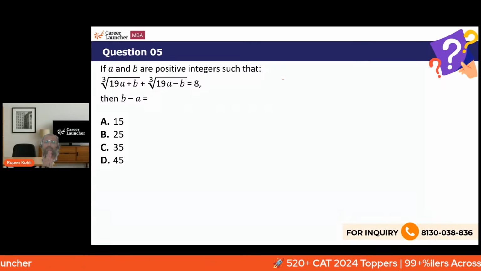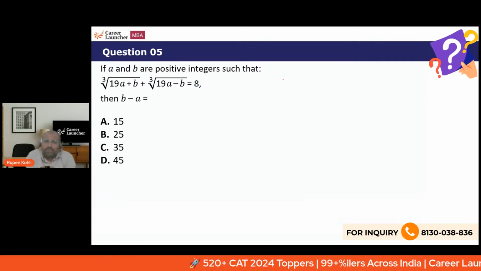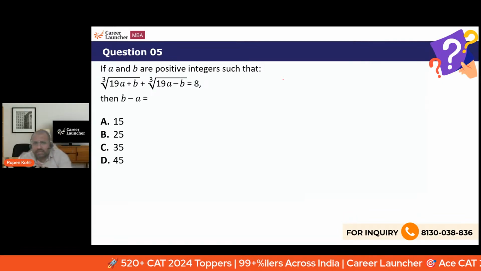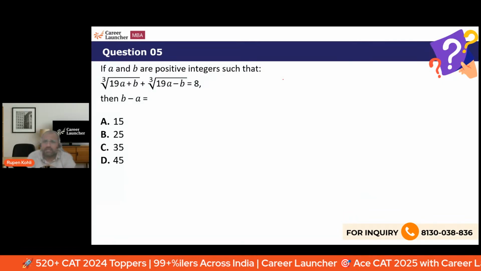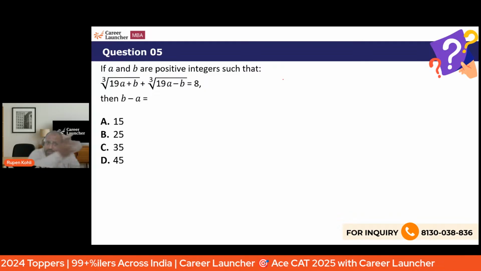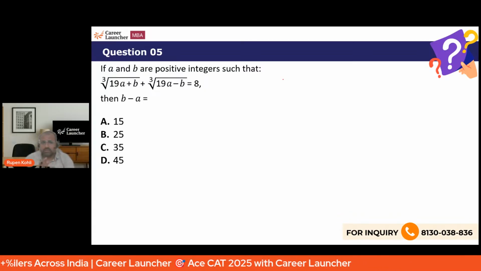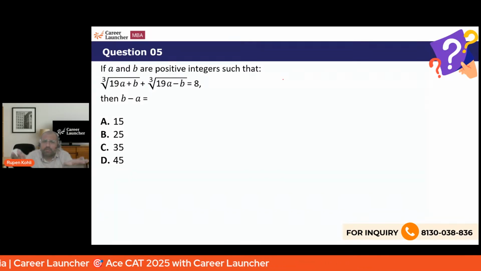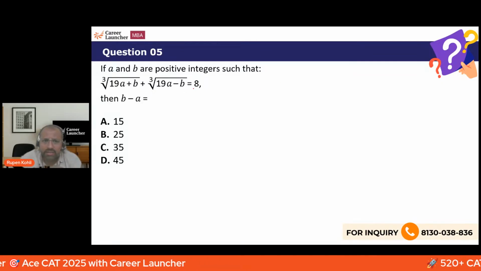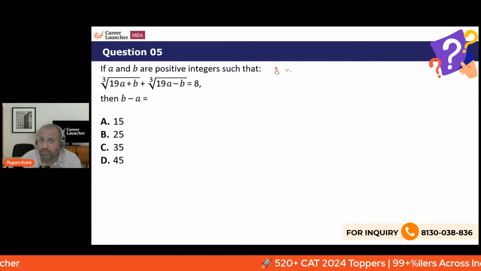Given that a and b are positive integers, obviously the first term is greater than the second. 19a plus b is larger than 19a minus b. So the greater value will go to that and the smaller to this. 8 is a very small number. 8 is not a large number to be broken down into the sum of two integers, two unequal integers.